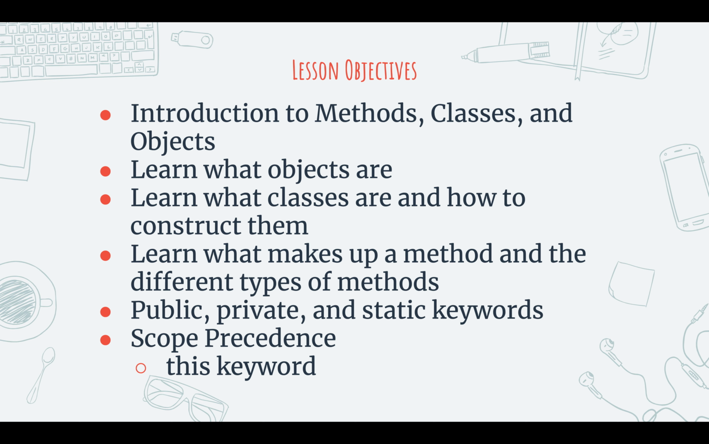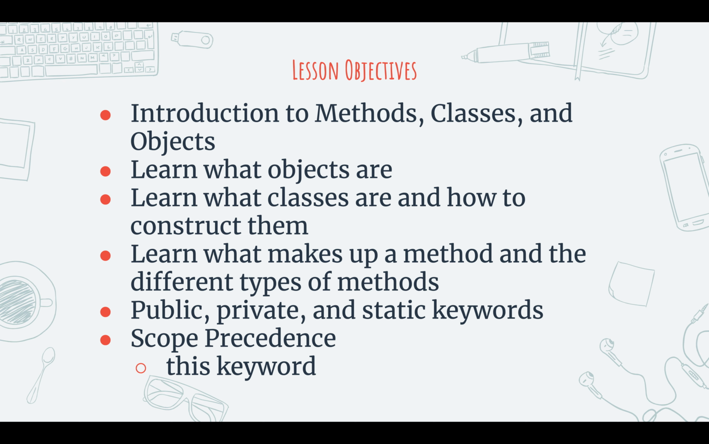Then we're going to learn what makes up a method and the different types of method. If you recall, in our introduction to methods video, I showed you a method declaration or method signature, as you can say. Although I said let's not discuss what the method signature is, let's discuss what the method actually does, now we're going to talk about the individual words that make up a method. So why is it public? Why is it static? Why is it void? What actually makes up a method?